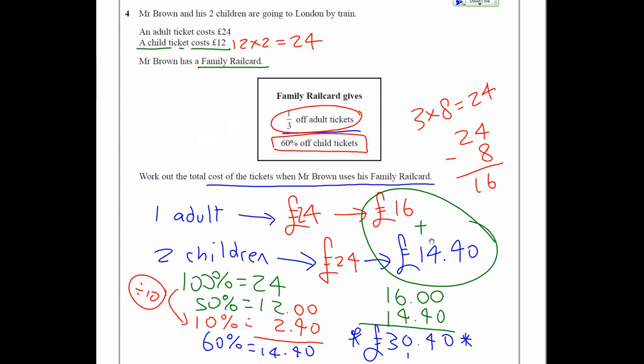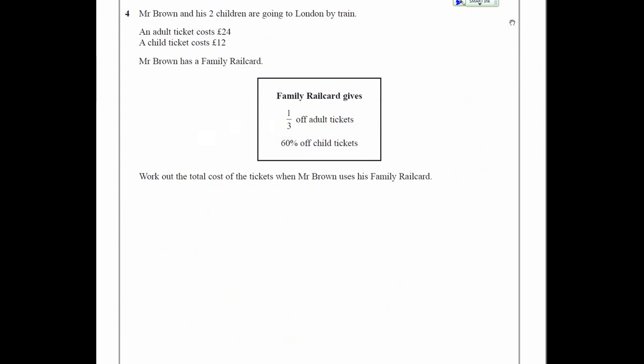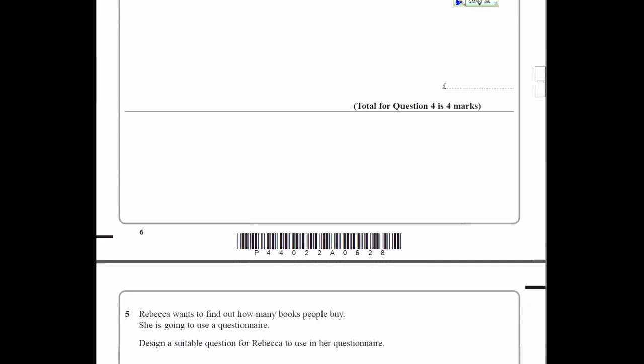What a good discount. Always check the question you've answered. Work out the total cost of the tickets. Yeah, it doesn't ask us to compare to what it could have been.